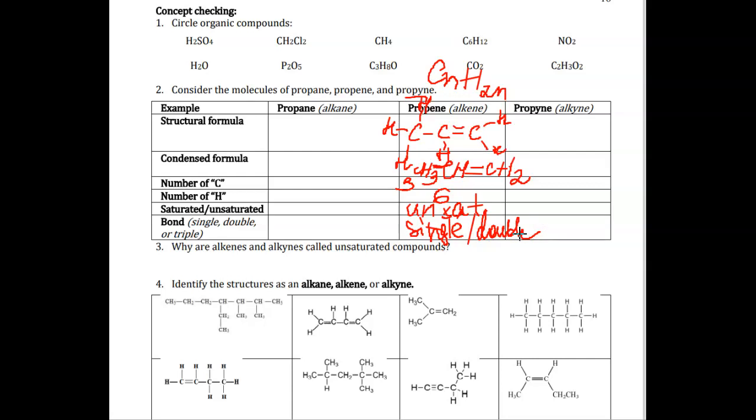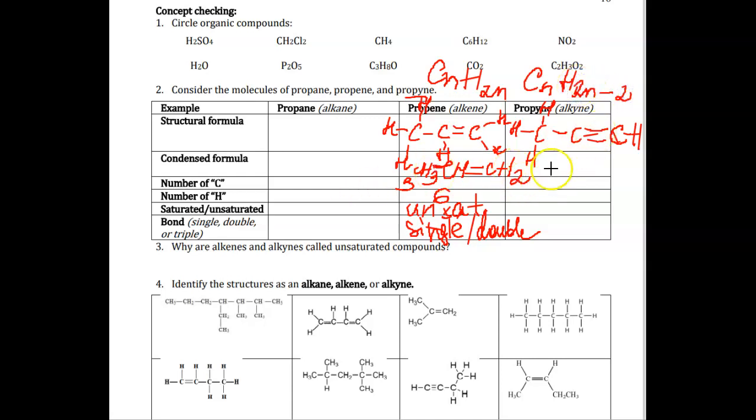Okay, the next group, propyne. Propyne gives us 3 carbons, 1, 2, 3, and 1 triple bond here. That gives us 1 hydrogen here. No hydrogens are at the second carbon, and 3 hydrogens here, 1, 2, 3. And the general formula is CnH2n minus 2.